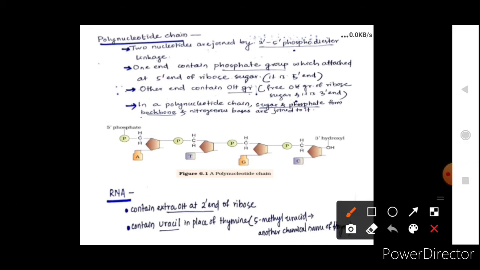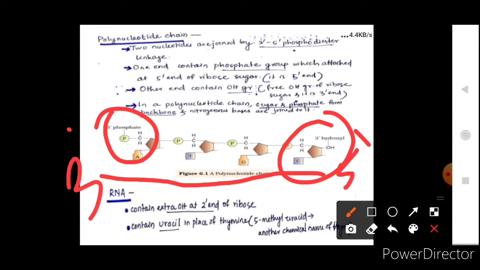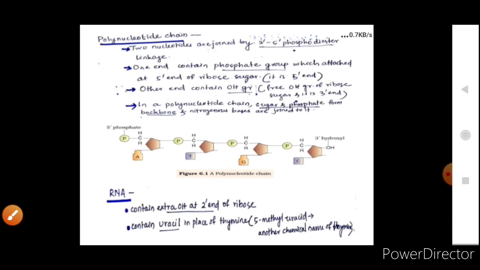So when we say what is the polarity of the DNA, we say that this is the 5' end and this is the 3' end, and the chain which will be opposite to this will have the opposite polarity, like the 5' end will be here and the 3' end will be here. Okay, so RNA contains an extra OH at the second position of the ribose. Okay, and it contains uracil in place of thymine, and uracil is nothing but 5-methyl uracil. Okay, another chemical name of thymine.